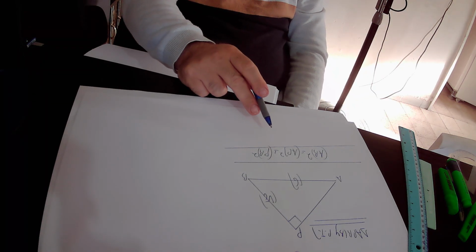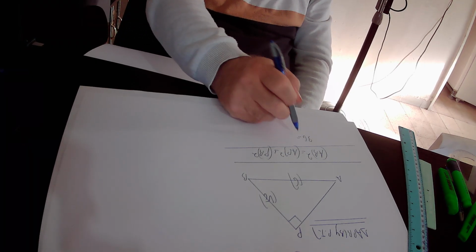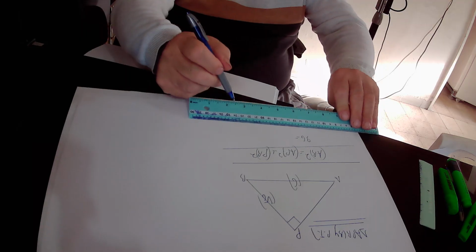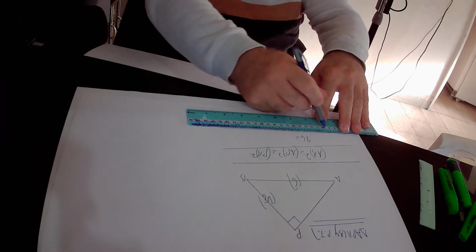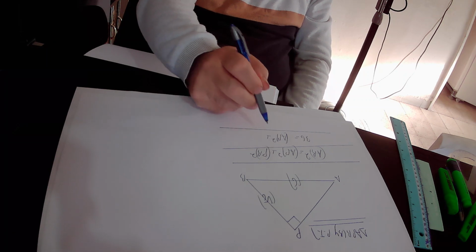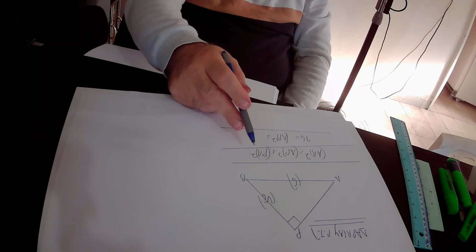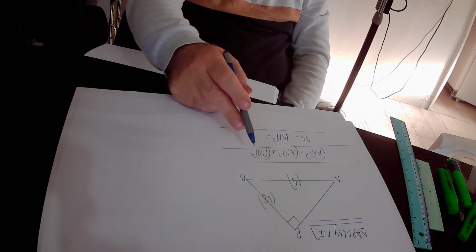AB is 6, therefore AB square is 6 squared, that is 36. And it is equal to AP square. AP is the missing side, so we leave it as it is. Plus PB square. PB equals the square root of 6, therefore PB square equals 6 units.